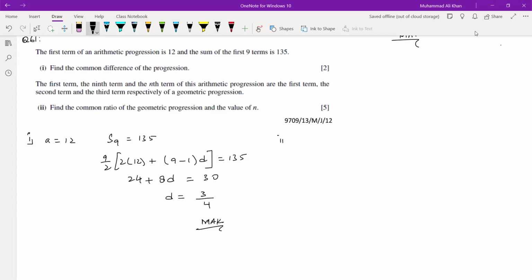Now, in the second part, what is the description of the second part? The first term, ninth term, and nth term of the AP are the first term, second term, and third term of a GP. Find the common ratio and the value of n. Listen to what is being said. If it is an arithmetic progression, the first term, ninth term and nth term are taken. And if the same become a geometric progression, what will the terms be?